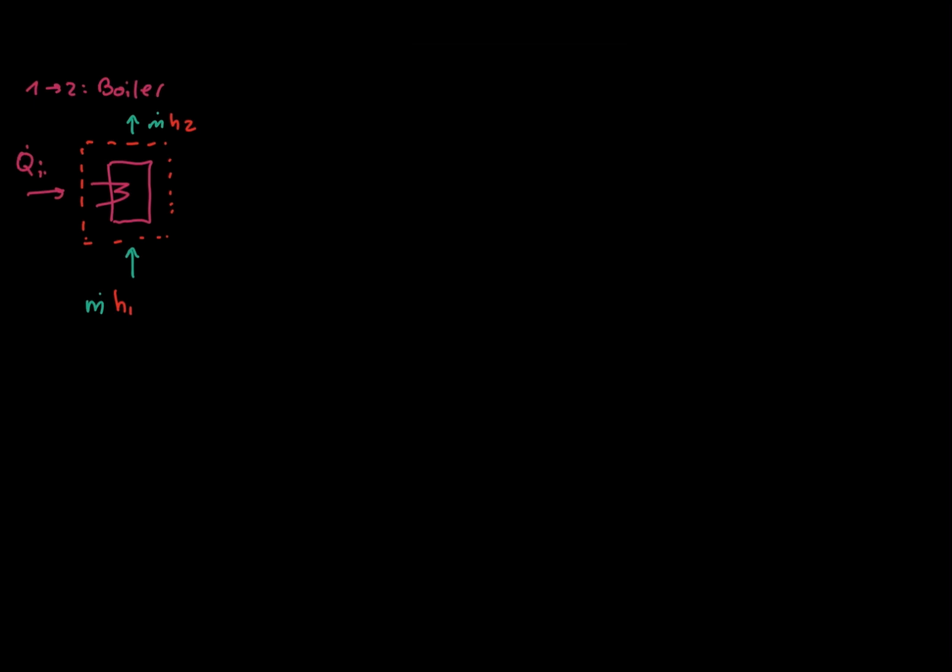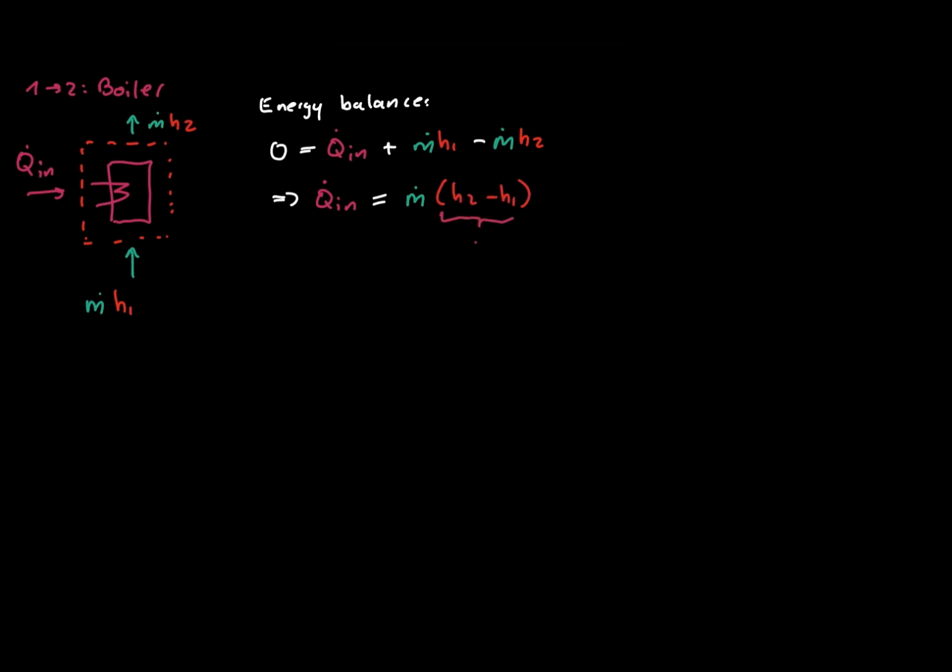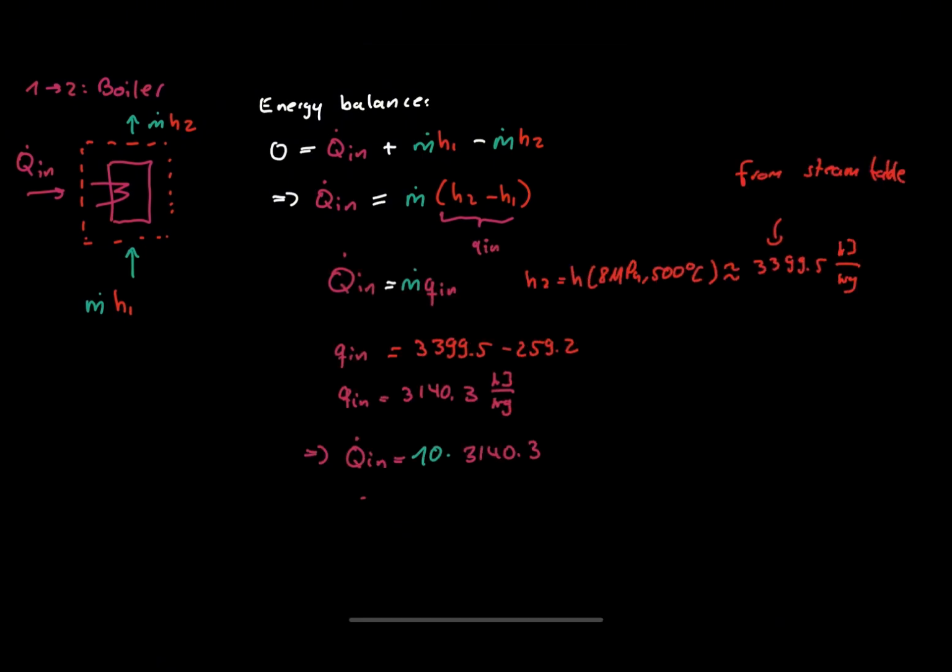Next, the boiler. There is no shaft work, so W equals 0. From the energy balance, Q in equals mass flow times H2 minus H1. In specific form, Q in equals H2 minus H1. This is the heat added in the boiler.